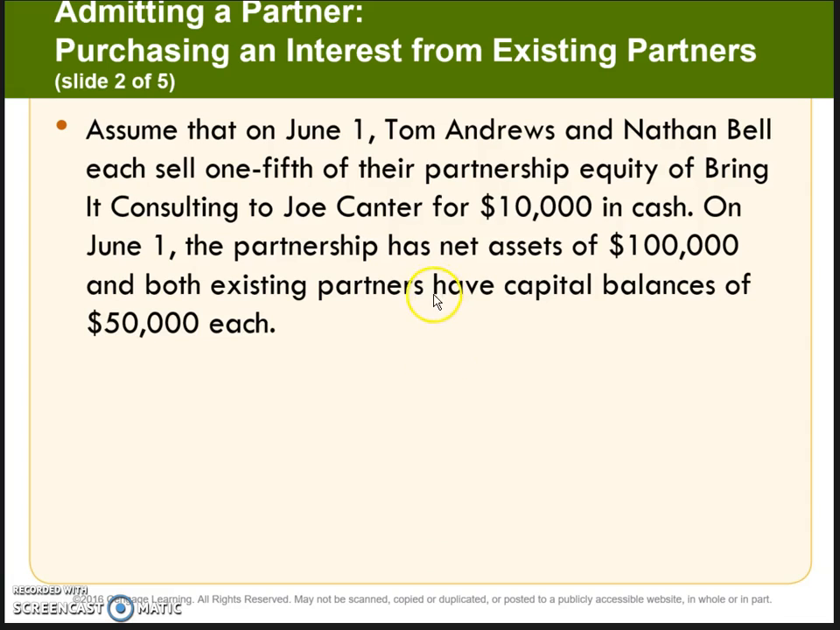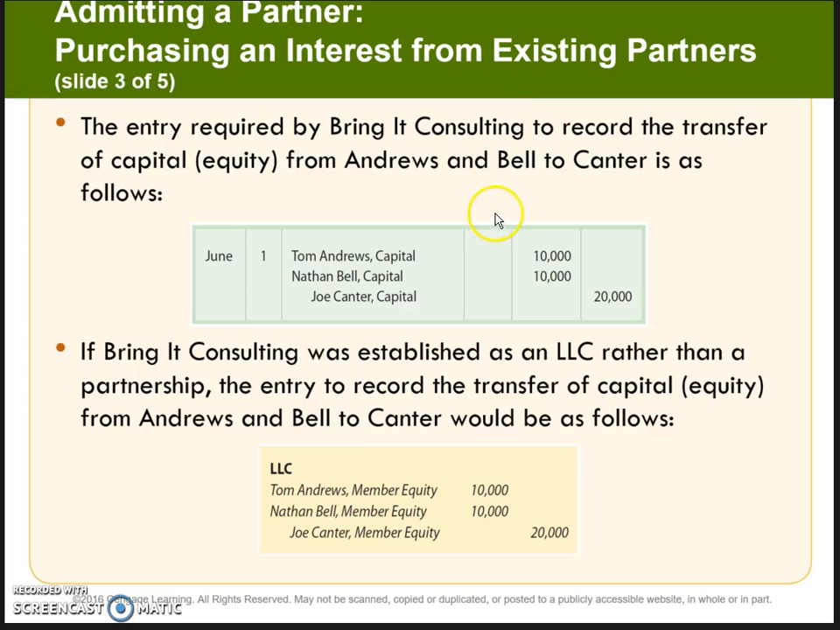So the reason that this matters is that they're purchasing an interest from an existing partner, which means that for the partnership, nothing changes except for the capital balances. So if you look at this, Tom and Nathan are giving up $10,000 worth of their ownership interest to Joe.